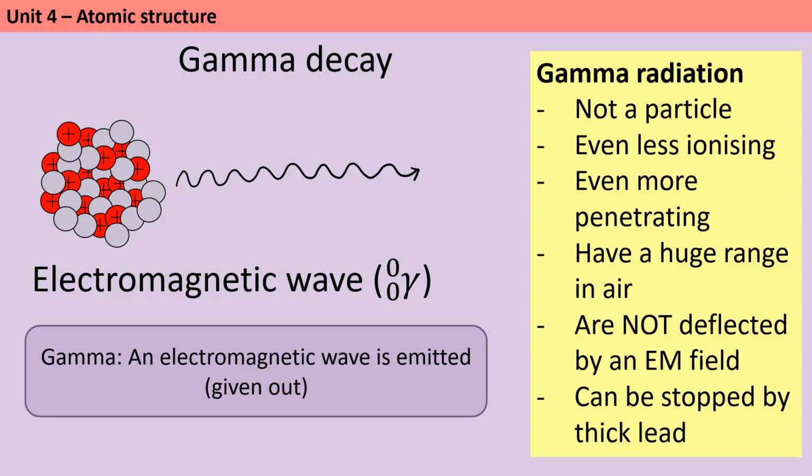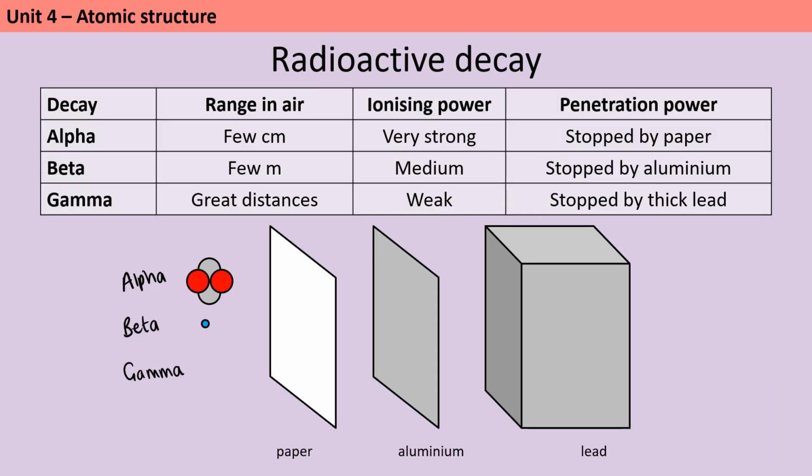Gamma rays are even less ionizing than beta particles, and they're even more penetrating. They have a huge range in air. They can move basically infinite distances in a vacuum, and they're not deflected by an EM field, and they can only be stopped by using thick lead. So to summarise what we've said so far, alpha particles can be stopped by paper, the beta particle can go through the paper but will be stopped by the aluminium foil, and then the gamma keeps on going until it meets thick lead.